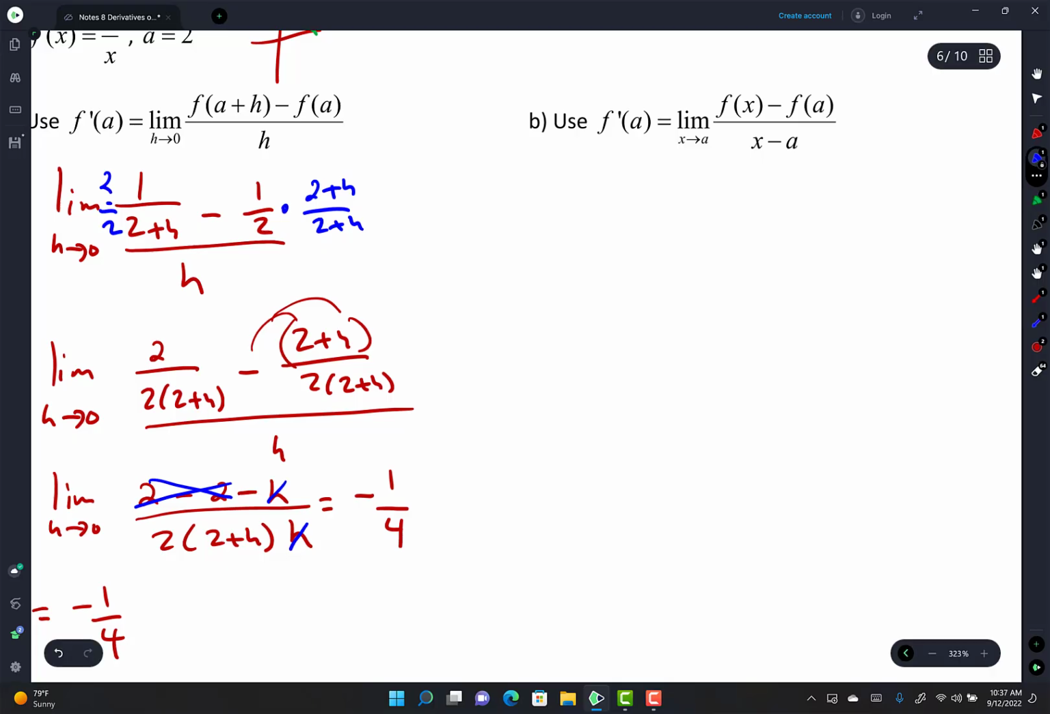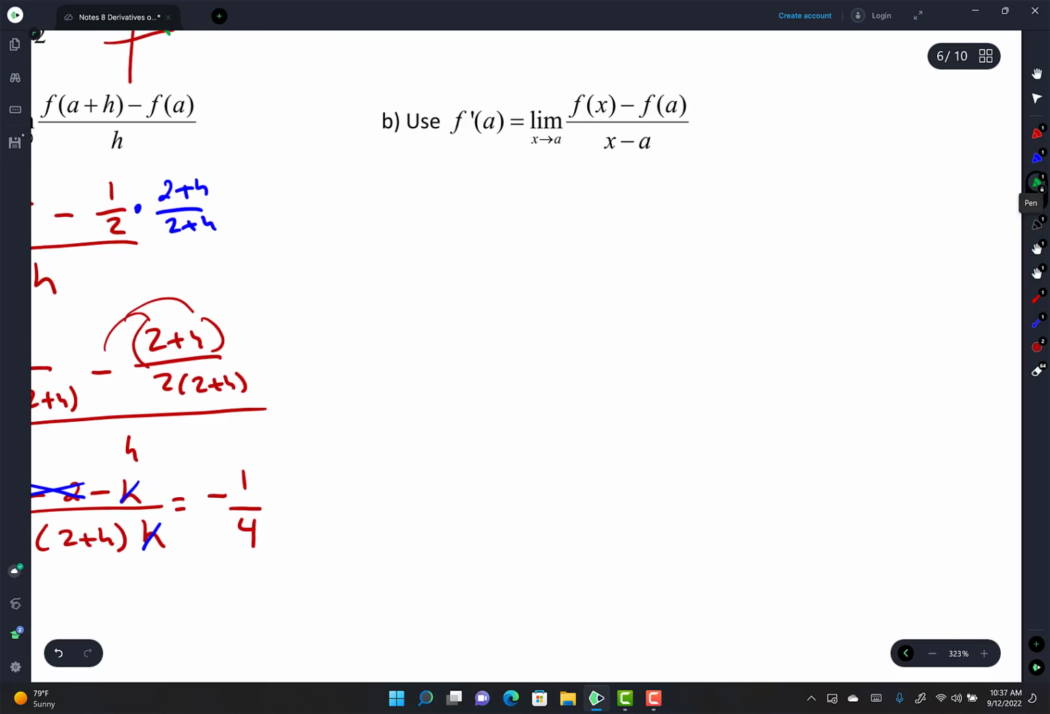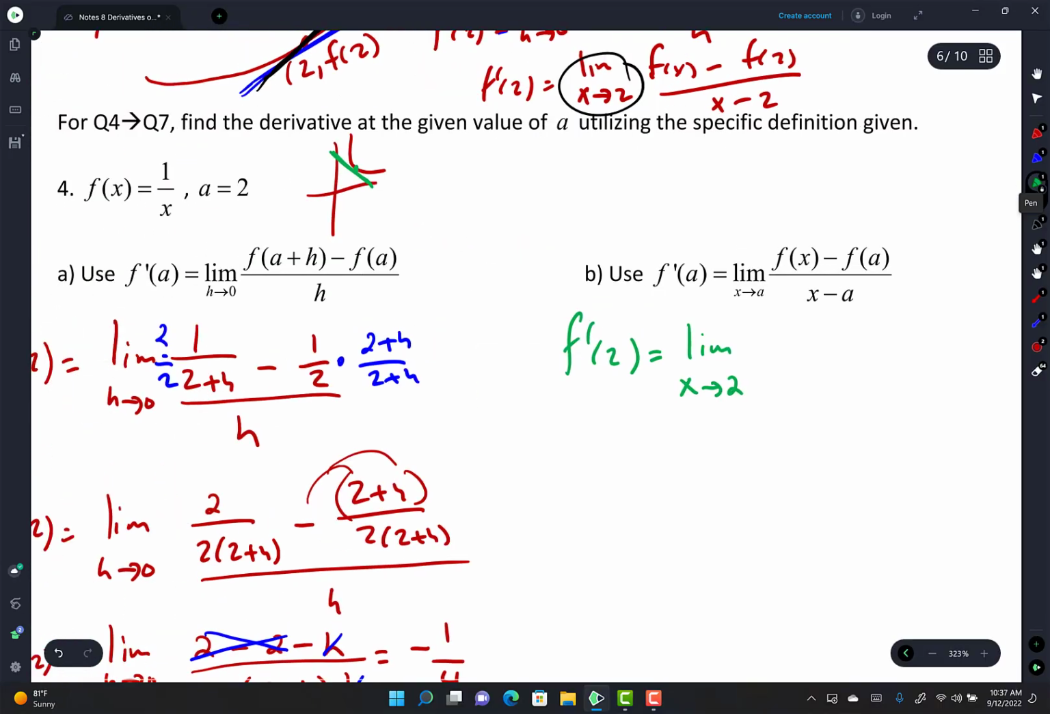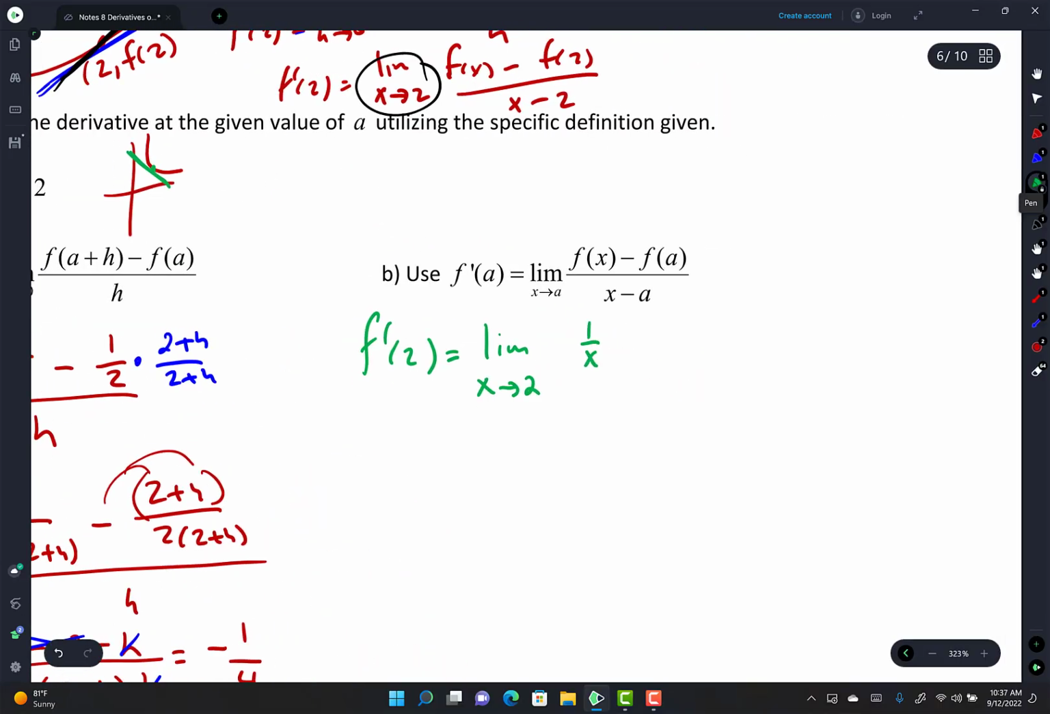So I'm going to use green. Okay, here we go. I'm using the alternate definition. F prime of 2 equals the limit as x approaches 2 of, what's the function? 1 over x minus 1/2 over x minus 2. I can't do direct substitution. Multiply this one by x over x, and multiply this one by 2 over 2. Here we go.